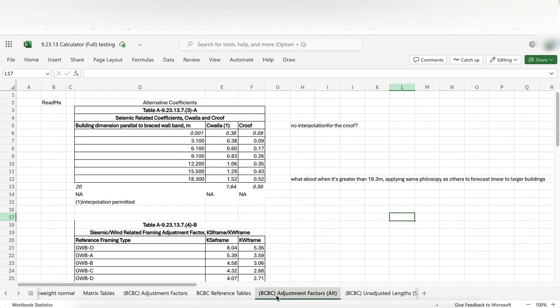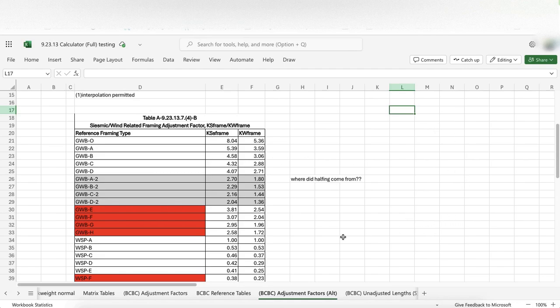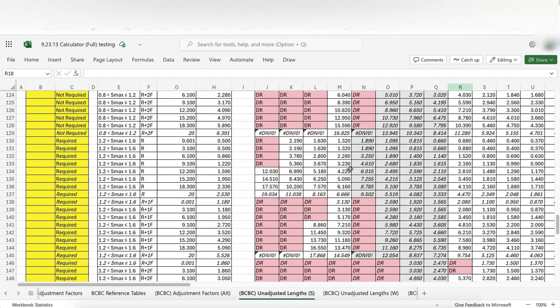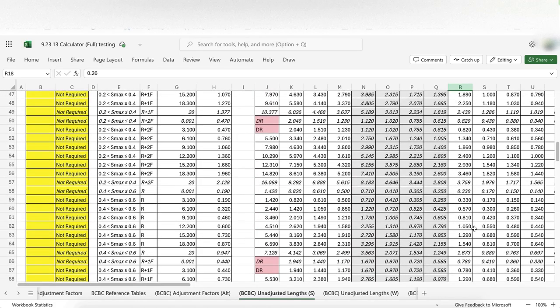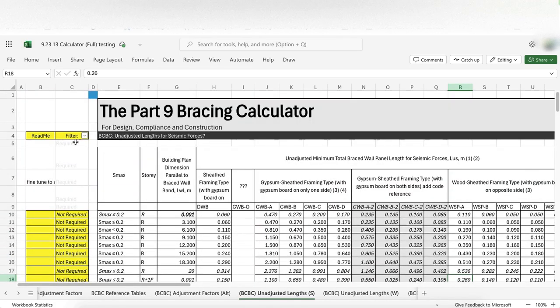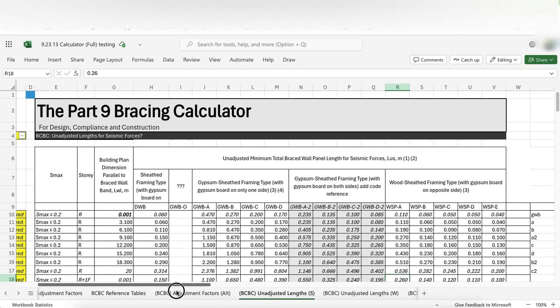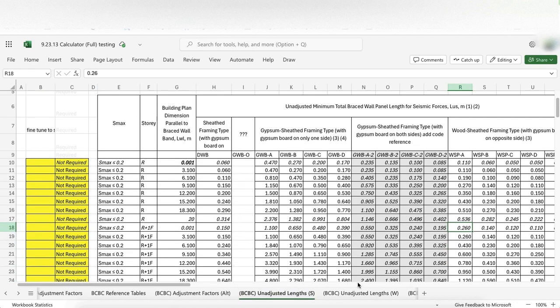This is the BCBC adjustment factors for the alternative method of calculation. Again, just putting it into ways that the calculator can understand. The base tables for unadjusted lengths. Again, none of this is required for users. I think most of that information has been transported into the calculator and queried from these, but there's quite a bit of work that goes into taking the tables in the code and converting them into a way that the computer logic can understand. So this is part of that effort.